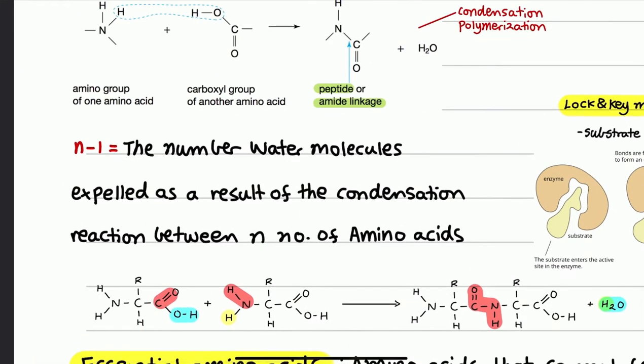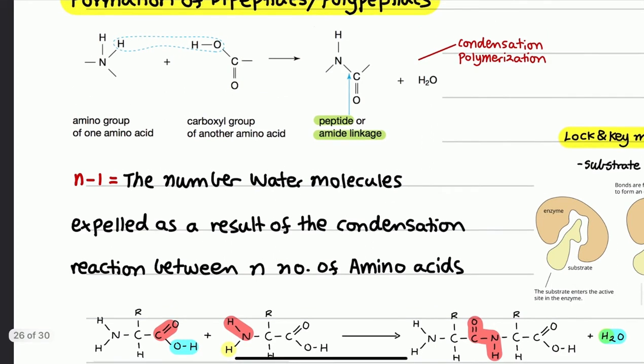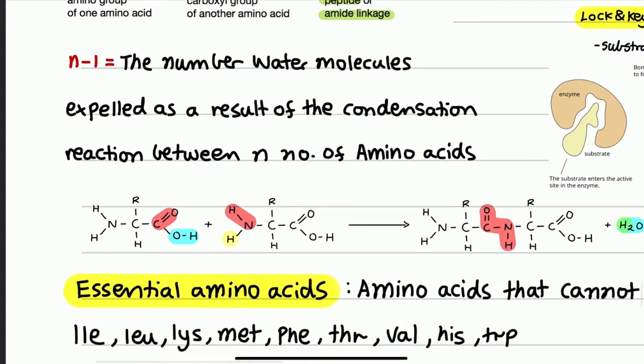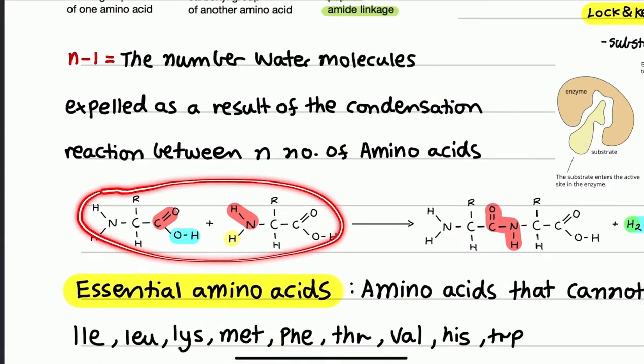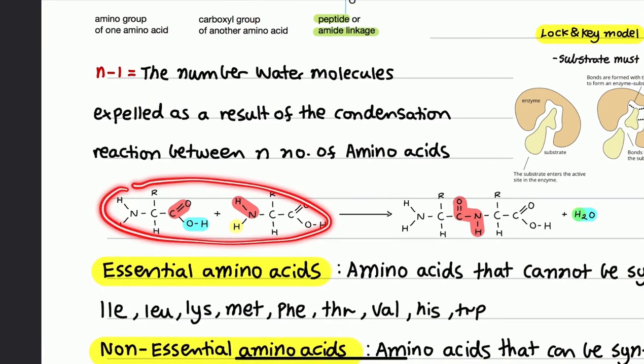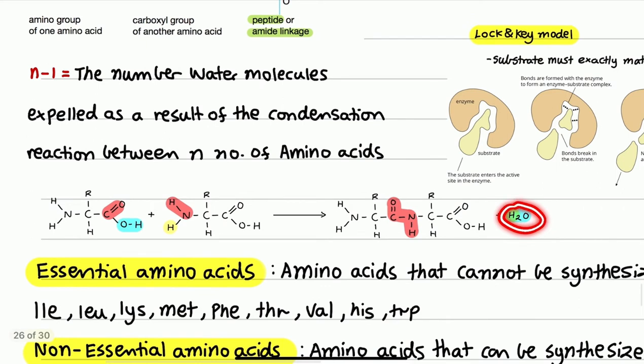Now, there's also going to be something called the N-1 rule, which is mainly used in calculations. Basically, this is the number of water molecules expelled as a result of the condensation reaction between N number of amino acids. So, for example, we have two amino acids here, and the N-1 rule basically suggests that since we have two amino acids, 2 minus 1 equals 1 water molecule produced. So this is going to be especially useful when you have loads of amino acids joined together and you ask how many water molecules it's going to form.